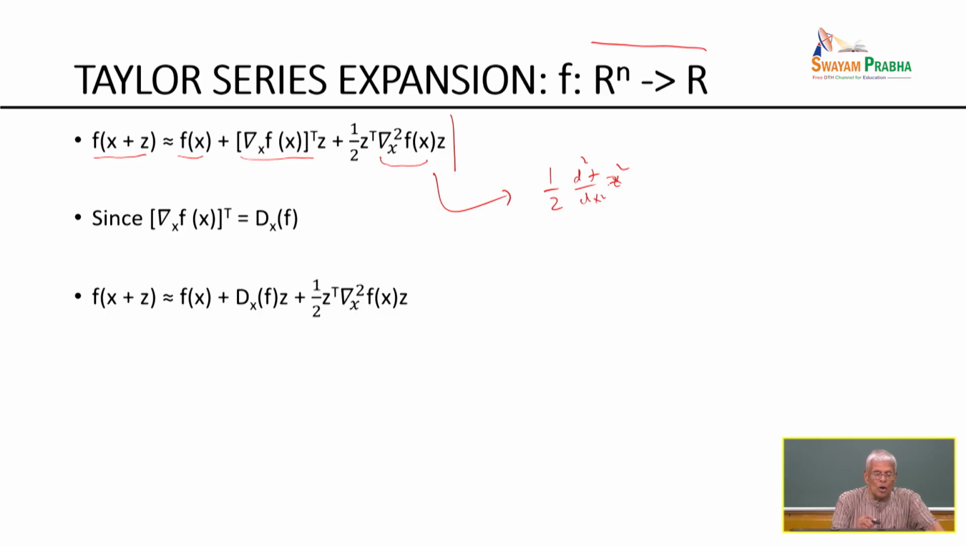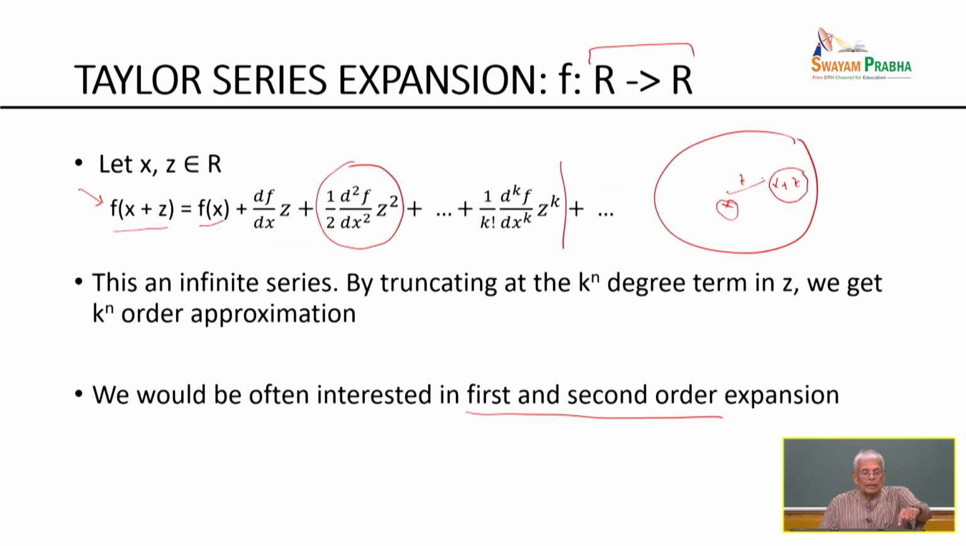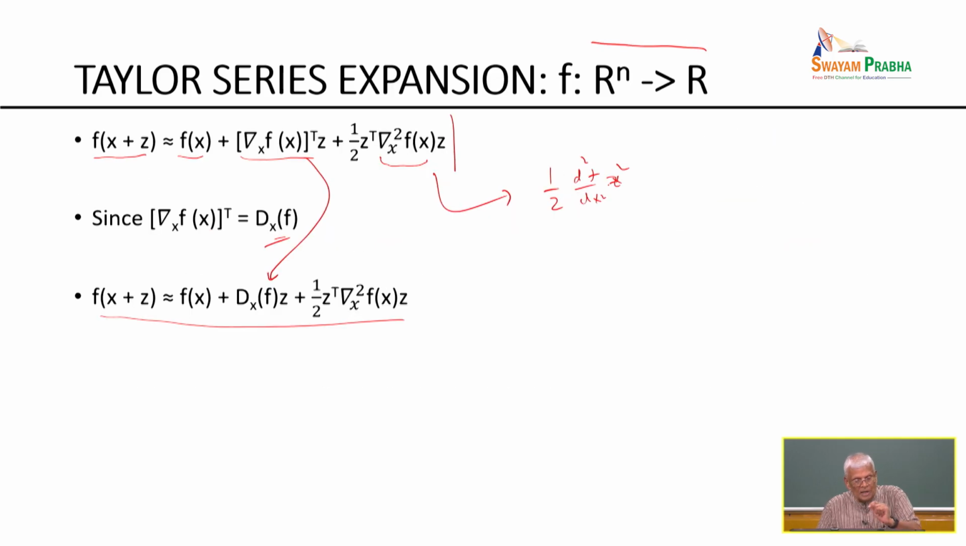Now you also know that the Jacobian matrix essentially consists of the transpose of the gradient. Therefore, I can rewrite this term using the Jacobian. The second order Taylor series expansion for a scalar valued function of a vector is f of x plus z equal to f of x plus Jacobian times z, plus the quadratic function. The Jacobian is a matrix, please remember that. So this is the Taylor series expansion for a scalar valued function of a scalar, and this is the second order Taylor series expansion for a scalar valued function of a vector.